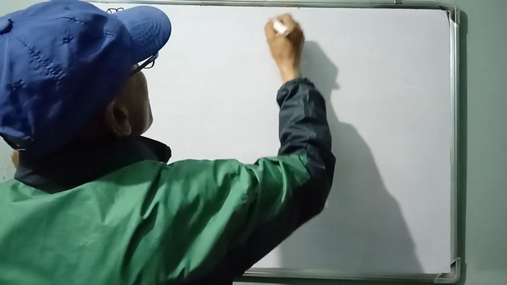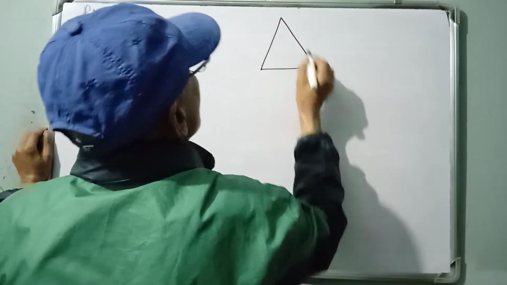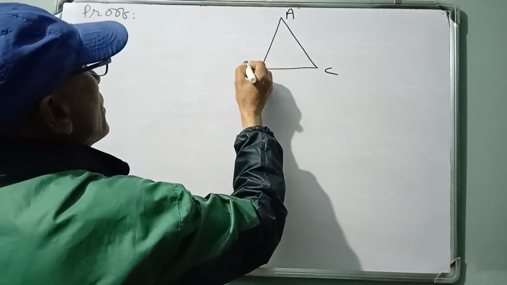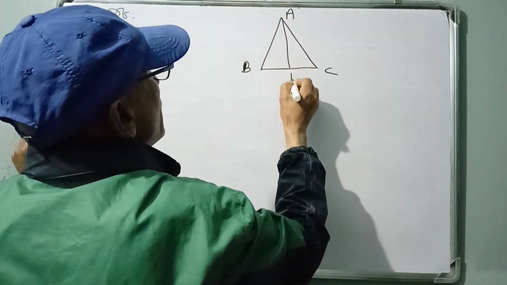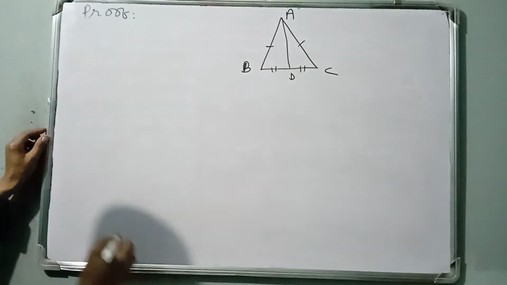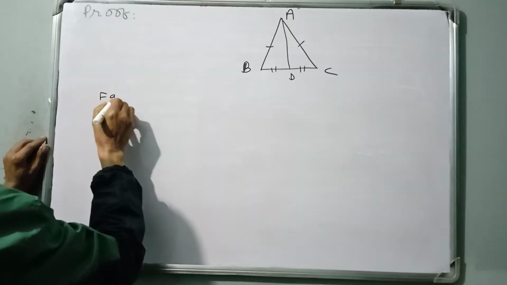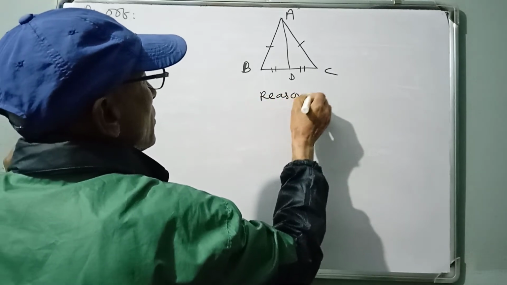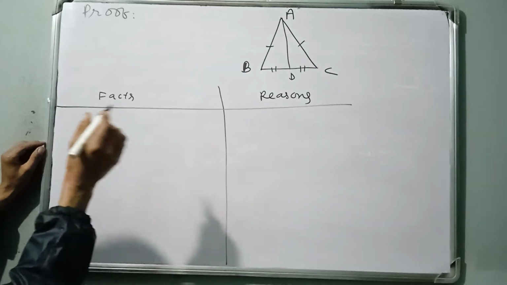For the proof, I draw the figure again. ABC is an isosceles triangle. AD is the median, which is also given. In a proof, you can write facts and reasons. Fact or statement, same.